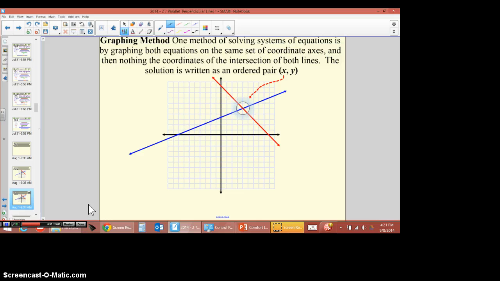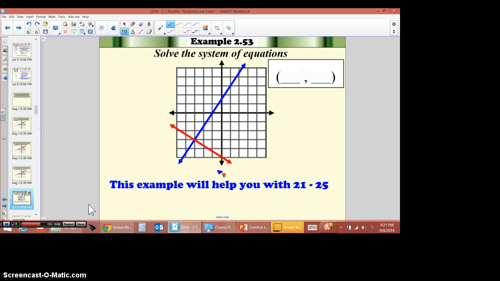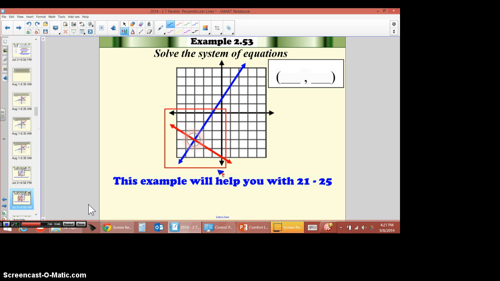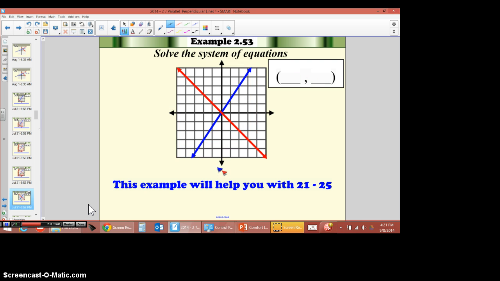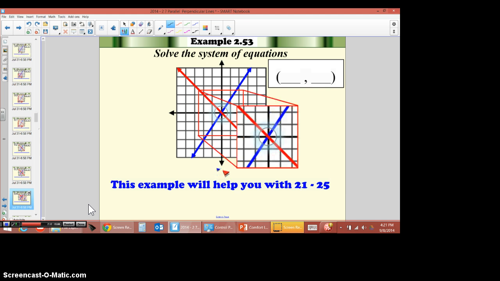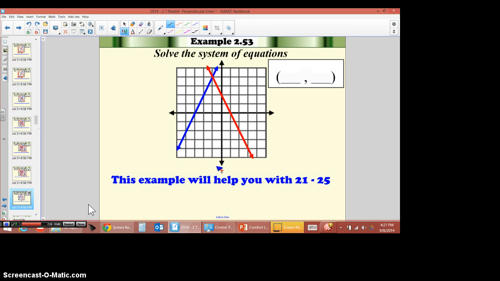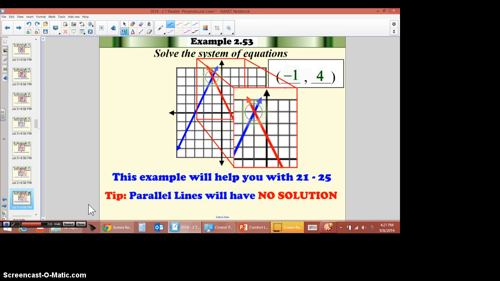All right, the graphing method is we just look for the intersection and put an x and y, and we're done. 4, 5. Here are some great examples. Where does this intersect? Somewhere down there, it looks like negative 3, negative 3. So there's my answer. I like the graphing method, but sometimes it's not quite so cute. It doesn't land exactly on an intersection point. This one's obviously 0, 0. And here, this is going to be negative 1, 4, it looks like. There you go. Tip: parallel lines will have no solution. They never intersect. So when you solve a system of equations, if they're parallel, they're never going to have a solution.